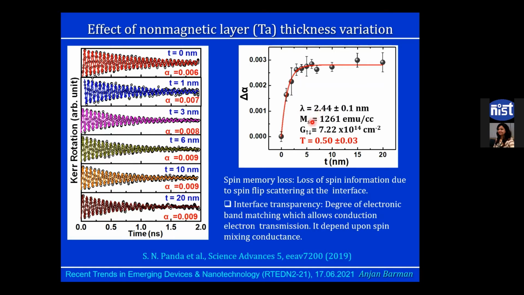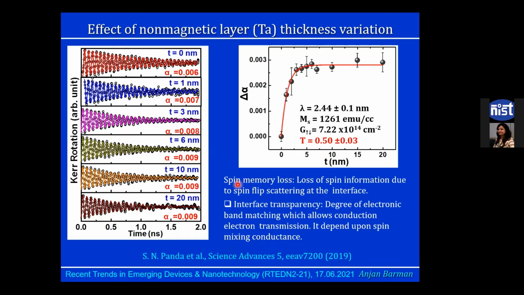MS, of course, is 1216 EMU per cc. This is the intrinsic spin mixing conductance, which is slightly higher than the effective. And this is the spin transparency. As I said, how much spin will be effectively transported is given by the spin transparency. And for tantalum, cobalt, iron, boron, it is about 50%. It's not very high, but it's not very low as well. So we'll see what the value would be for tungsten. But this is just to develop the technique, and that was very much appreciated, as published in Science Advances last 2 years back.